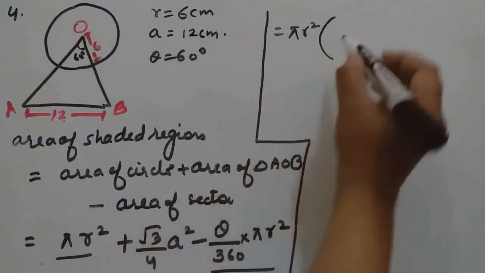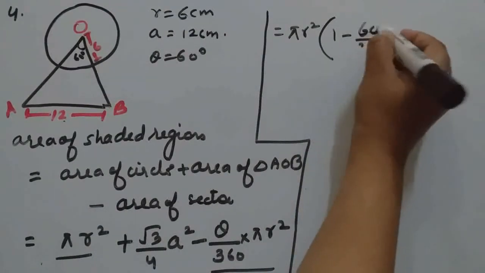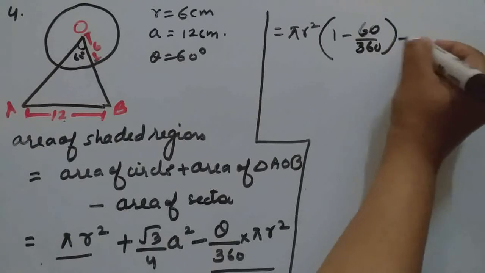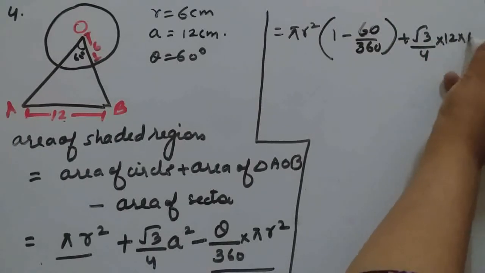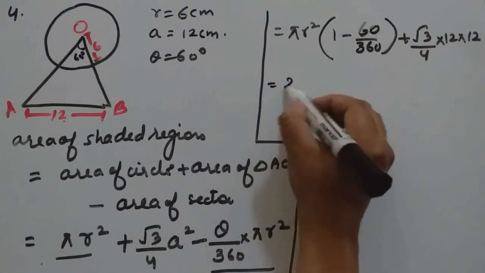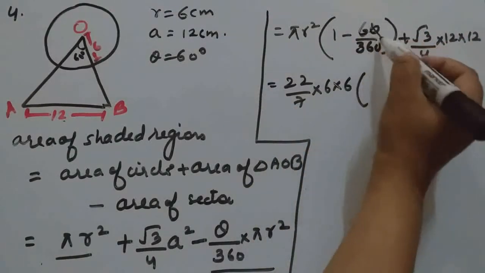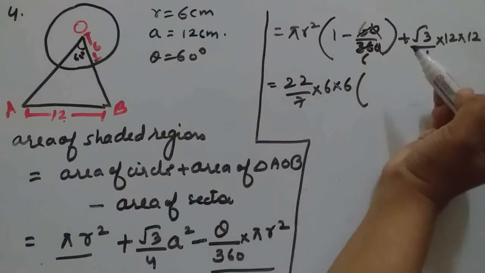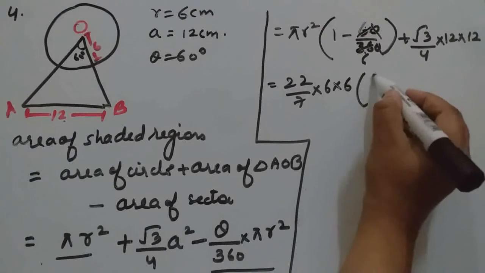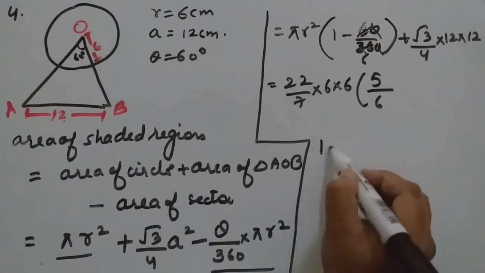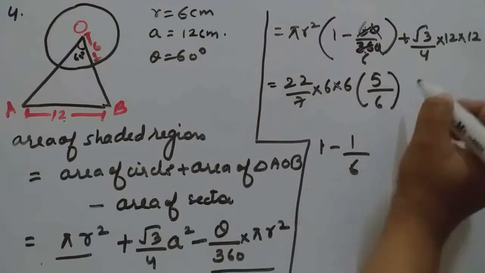So here 1 will remain minus theta by 360, theta value we can write 60 by 360, plus root 3 by 4, a is 12, so 12 into 12. Pi is 22 by 7, 6 into 6. Now this will go 6, 6 are 36. So here 1 by 6 will remain. See, 1 minus 1 by 6 will remain. Cross multiply. So 5 by 6 will remain here.